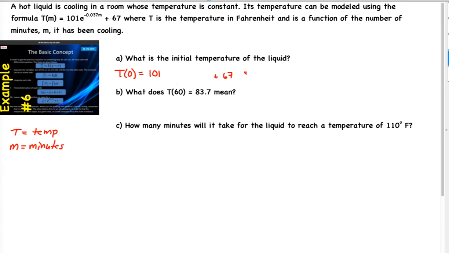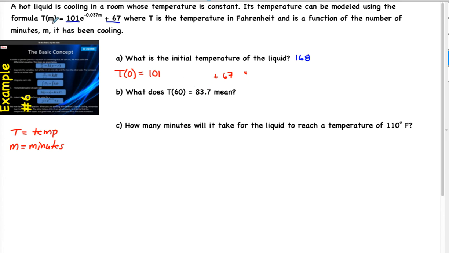And you're right, I wanted my shortcut to be where I just take my A value and either add on or subtract any translation that's going on. So that means the initial temperature of the liquid was 168 degrees. What does T of 60 equal? 83.7?